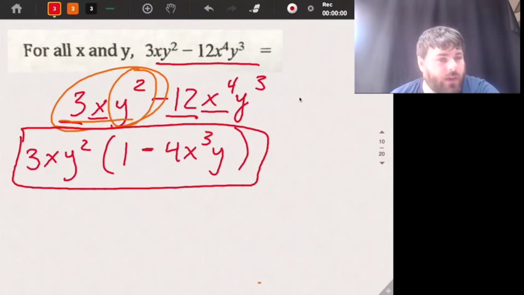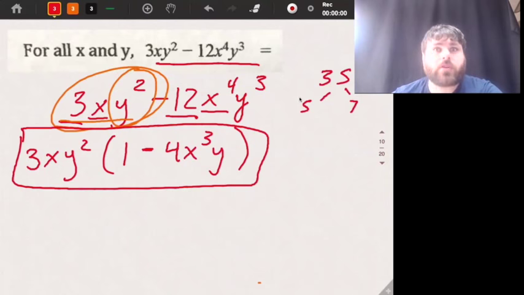Okay, now how do you know if you did it right? How do you know if you factored it correctly? Let's think about this. Factor 35. What do you get? Put it into 2 factors. Yeah, you get 5 and 7. How do you know you factored that correctly? Multiply them together. What do you get? Is it back to where you started? Then you factored it correctly.